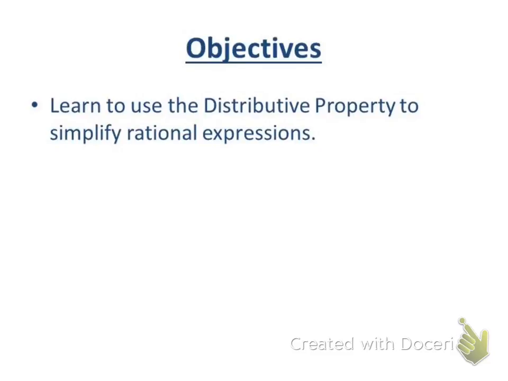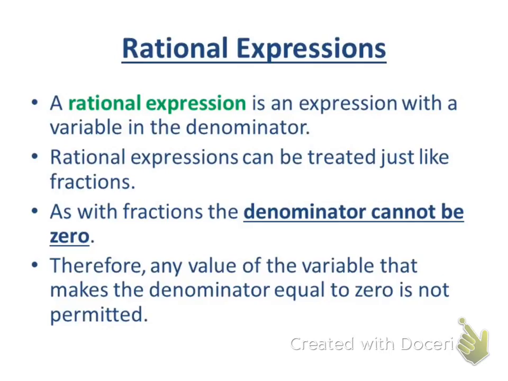This is lesson 39. A rational expression is an expression that has variables in the denominator of the fraction. Rational expressions are treated just like fractions. We can add them by getting common denominators. We multiply them the same way. We divide them the same way. How do you divide fractions? Keep the first one, flip the second one, and change division to multiplication. So all of that's the same.